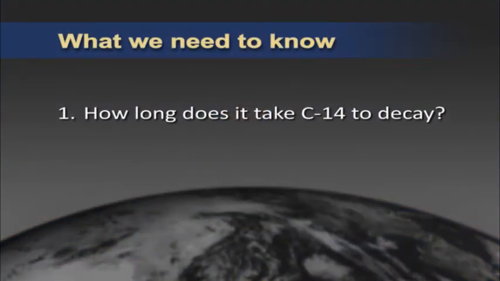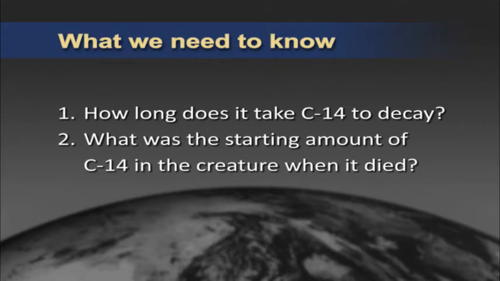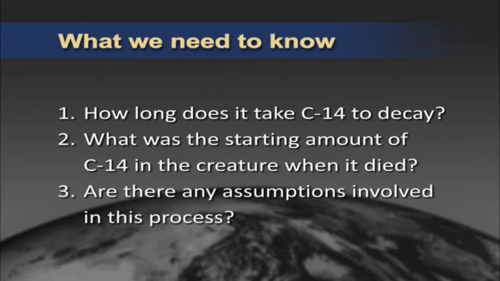Now, we need to know several other things to do the dating. Number 1, how long does it take carbon-14 to change back into nitrogen? Number 2, what was the starting amount of carbon-14 in the creature when it died? That is a very critical component here. And number 3, are there any assumptions involved in this process? That tends to be a problem in our public education system. They tend not to talk about the assumptions, which are critical to all the dating methods.